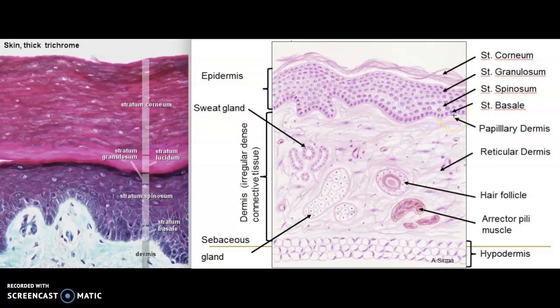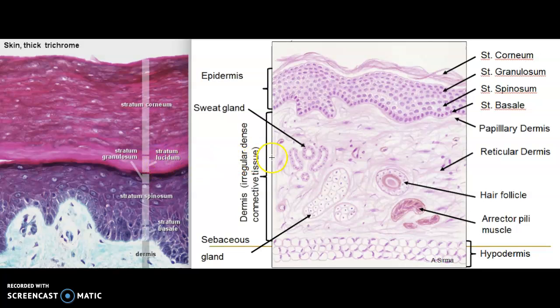So stratum corneum is the outermost layer, and it is composed of 20 to 30 layers of cells, and it is an overcoat of the body, and it basically protects the body. Then we have stratum lucidum, which is right here, and this is located where skin is hairless and extra thick, so like on the palms of the hands and on the soles of the feet.